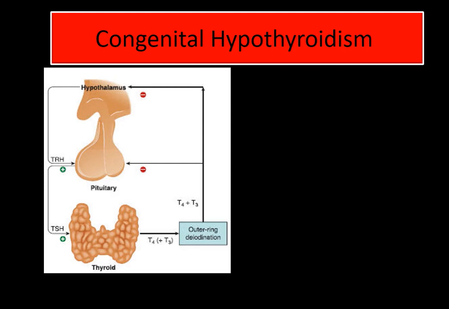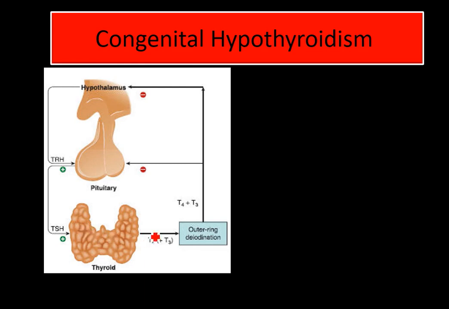The thyroid gland is under the control of the pituitary, and the pituitary gland is under the control of the hypothalamus. From the hypothalamus, the TRH, thyroid releasing hormone, is secreted, which stimulates the pituitary gland to secrete the TSH. And the TSH acts on the target, which is the thyroid gland, for release of the T4 and T3.